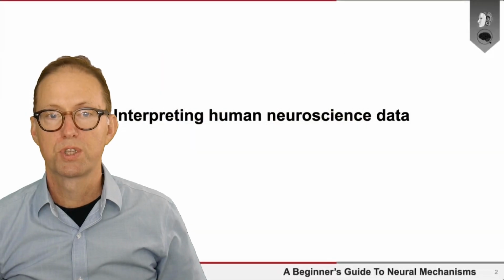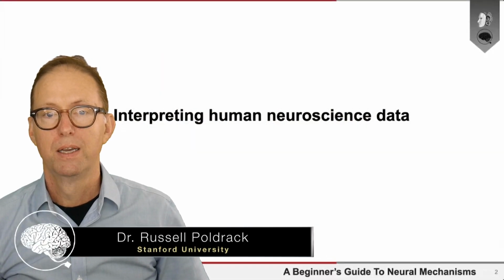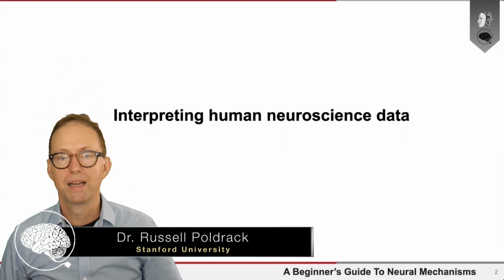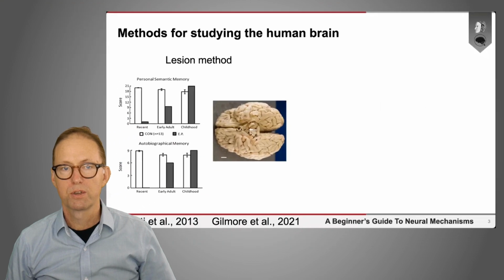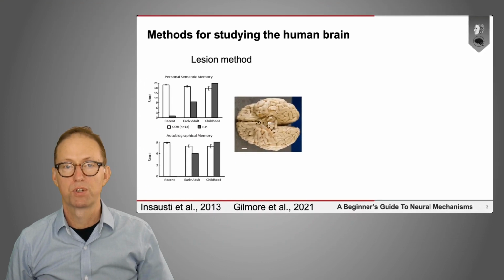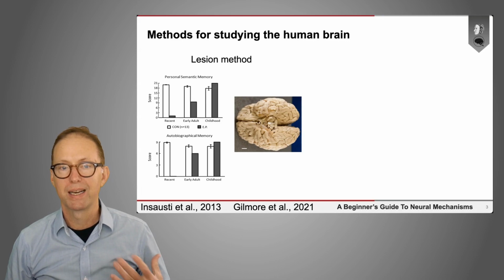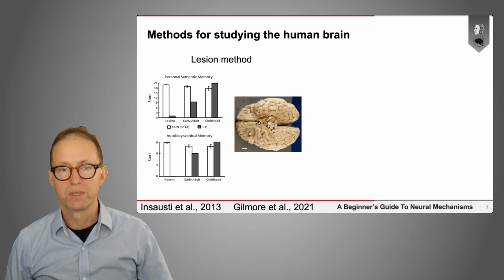In this final lecture, we'll talk about how we go about interpreting human neuroscience data and the kinds of inferences that we can or can't make. Historically, there have been two main methods for studying the human brain. The oldest is what we call the lesion method, looking at individuals who've suffered brain lesions due to stroke or other diseases, and looking at how those lesions impact their cognitive functions.